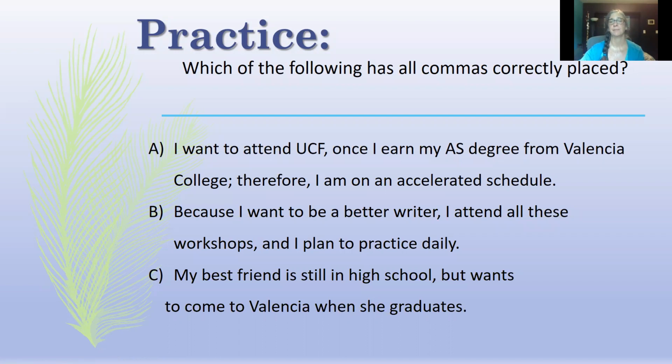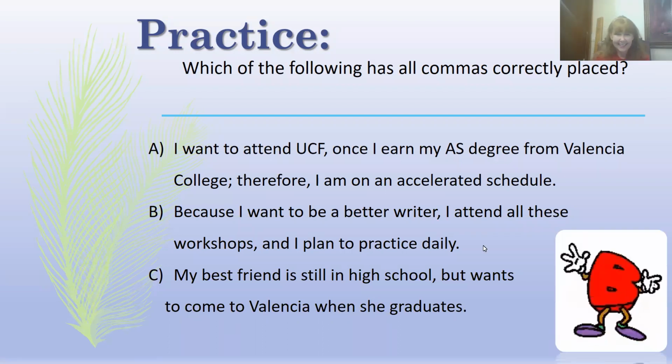How would you fix C? You could keep the comma, but you would have to add a subject: she wants to come to Valencia. So my best friend is still in high school, but she wants to come to Valencia when she graduates. Or you could just take away the comma and not add it. Brilliant. I can tell that you've done a lot of review on those earlier workshops. That's why you're breezing through this one so easily. Good job.